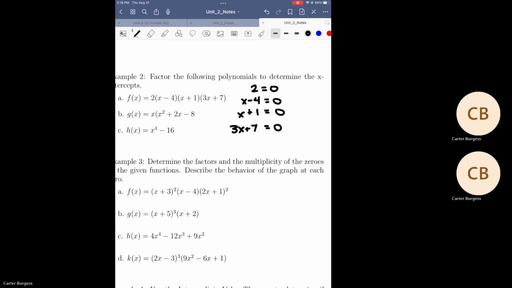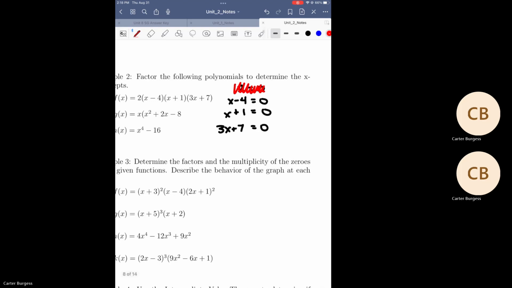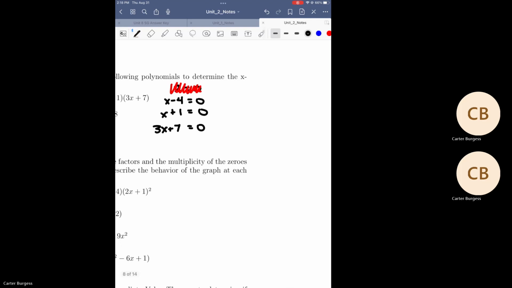For 2 equals 0, are there any values of x that are ever going to make that true? No, we can just kind of throw that one away. It's worth saying that you can set up that equation. It just doesn't have any solutions. For x minus 4 equals 0, I get that x should equal 4. We are being asked for x-intercepts here, so that is the point (4, 0). For x plus 1 equals 0, subtracting 1 from both sides, we get (-1, 0). And then subtracting 7, dividing by 3, I get (-7/3, 0).